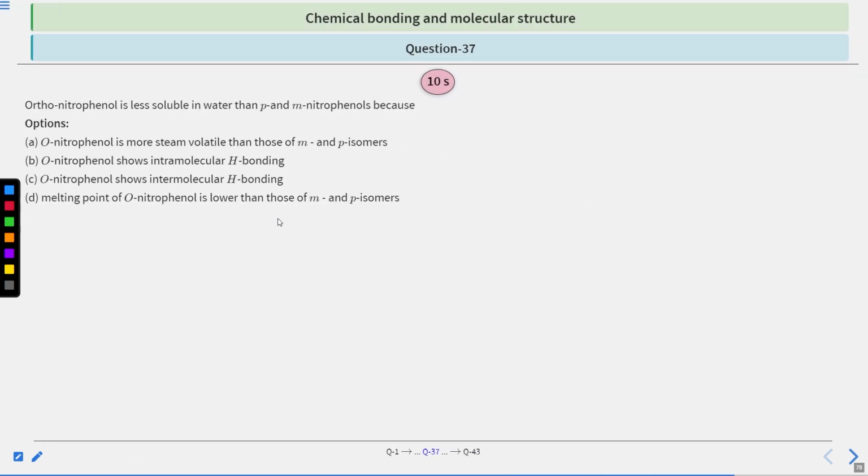Moving on to the next question. Question number 37. Orthonitrophenol is less soluble in water than para and metanitrophenols because, options are: orthonitrophenol is more steam volatile than those of meta and para isomers; orthonitrophenol shows intramolecular hydrogen bonding; orthonitrophenol shows intermolecular hydrogen bonding; melting point of orthonitrophenol is lower than those of meta and para isomers. So you have 10 seconds to solve this question. After that, we will see the answer.